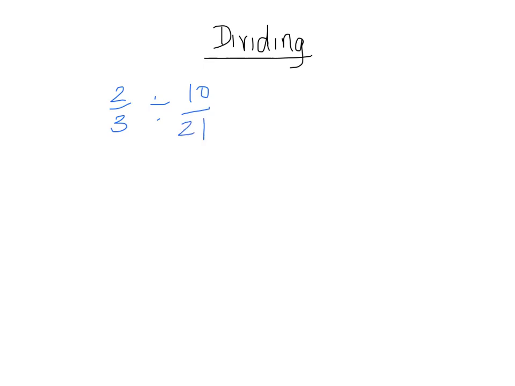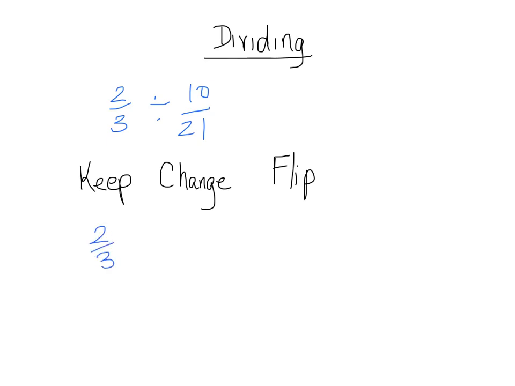Now, whenever dividing fractions, a lot of people use a mnemonic device. People say keep, change, flip: keep the first fraction, change division to multiplication, and flip the second fraction to its reciprocal. So that means we're keeping the 2/3, changing that division sign to multiplication, and flipping that second fraction to 21 over 10.